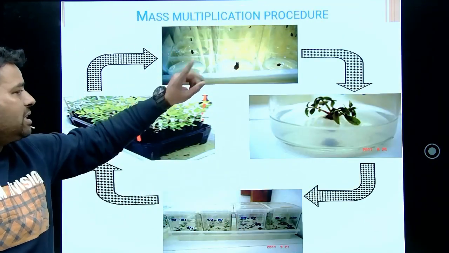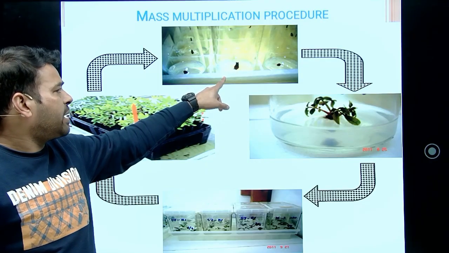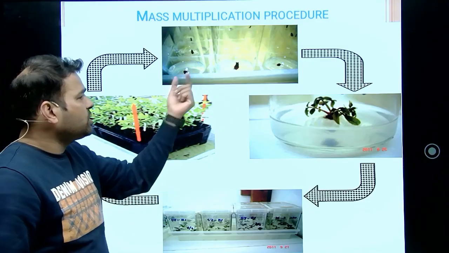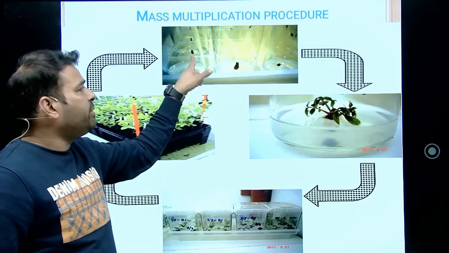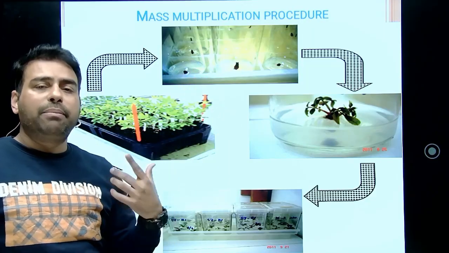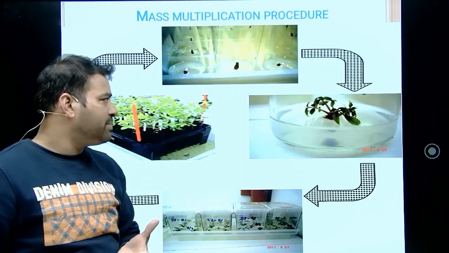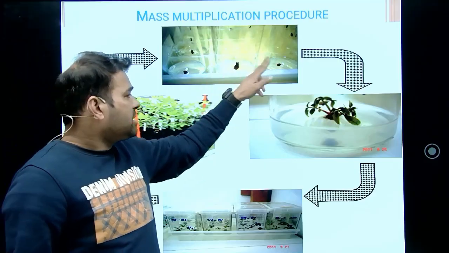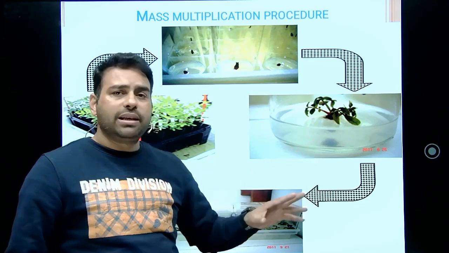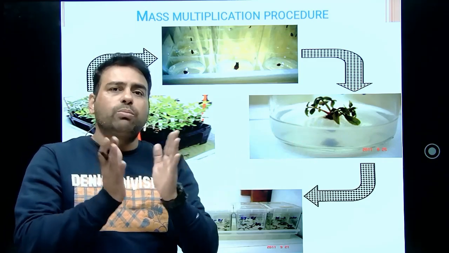Like in this picture you can see, this is from our experiment, and the procedure will start from this slide. Firstly we introduce our explant into the nutritional media. The media may be MS media supplemented with auxin and cytokinin, sometimes gibberellin. Then shooting will happen in the second stage. After 2 to 3 weeks, the explant grows and the shoots start to multiply.